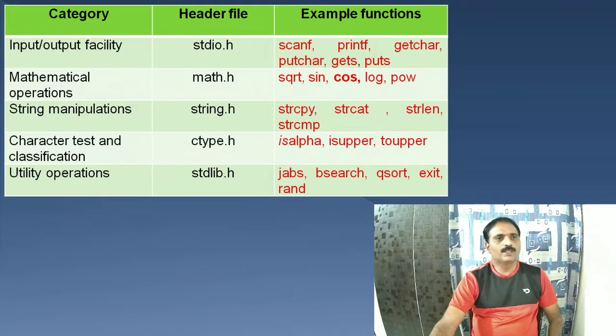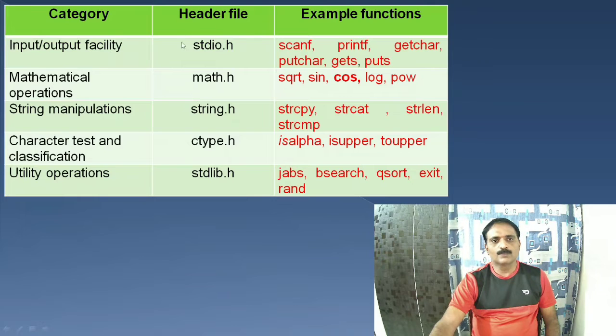So let me show you briefly here. For input and output facility, just now we have seen scanf and printf. There are some other functions which we use regarding input and output, like getchar, putchar, gets and puts. In order to have all these functions executed by the compiler, we should include this particular stdio.h, the standard input output header file. So this is a compulsory thing.